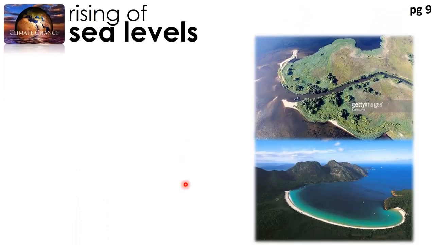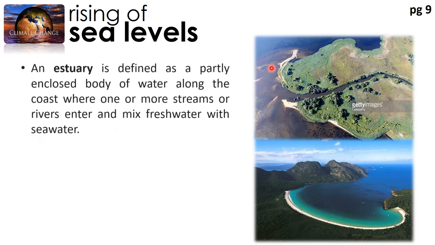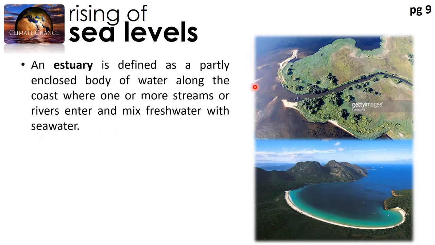And if you're wondering what are estuaries and bays and deltas, I'm going to pause here to explain to you. What you see here is an estuary. It is a partly enclosed body of water along the coast where one or more streams of the river enter and mix with fresh water and seawater. So an estuary is basically where the river meets the ocean, and in this region there is a mix of fresh water and seawater.